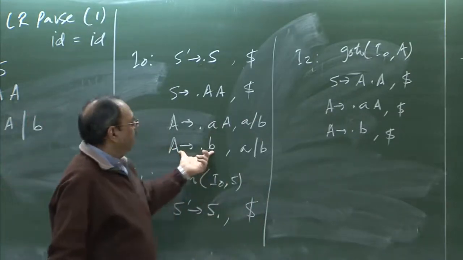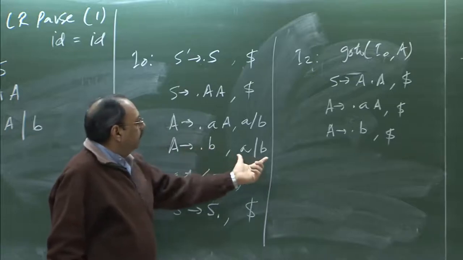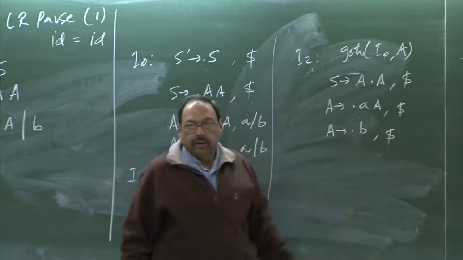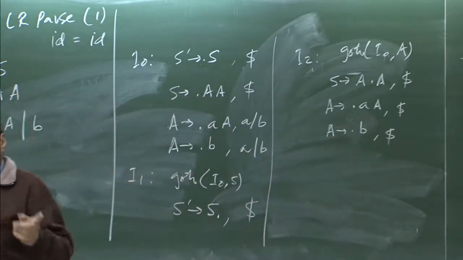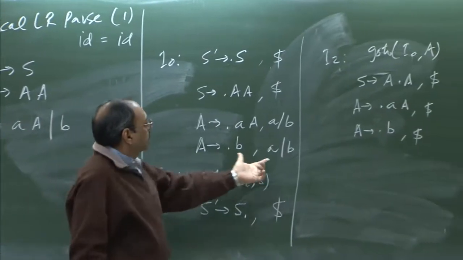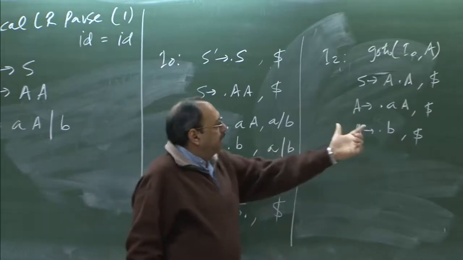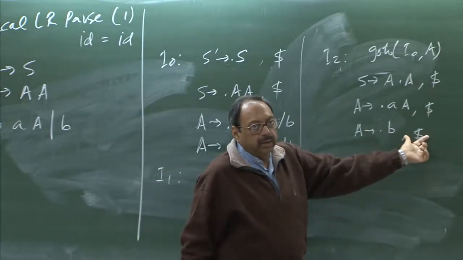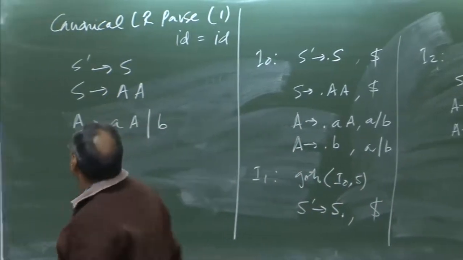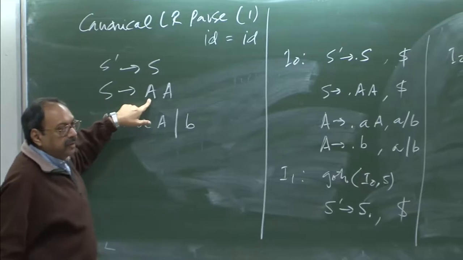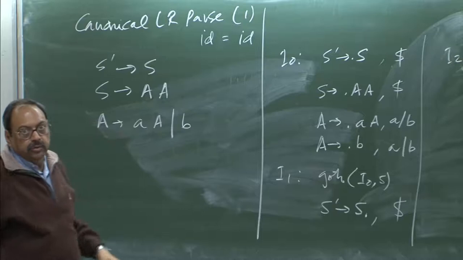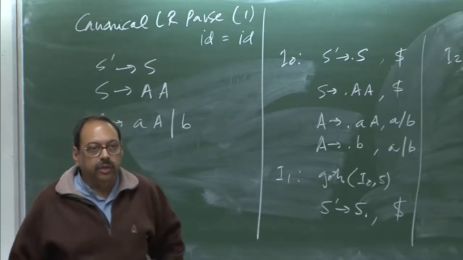Here, when I was having this state which said A goes to dot B, my look ahead was A or B. And here, when I am saying A goes to dot B, my look ahead is dollar. That means when I do a reduction from B to A, in some cases I will do a reduction only on this look ahead, and in some cases only on that look ahead, because now my parser is able to remember whether this is the first part of A star B coming out of this, or the second part of A star B coming out of this A. Okay? So I have separated these two states.